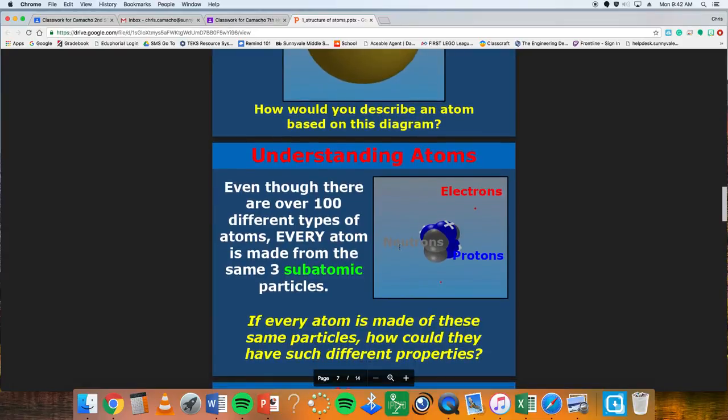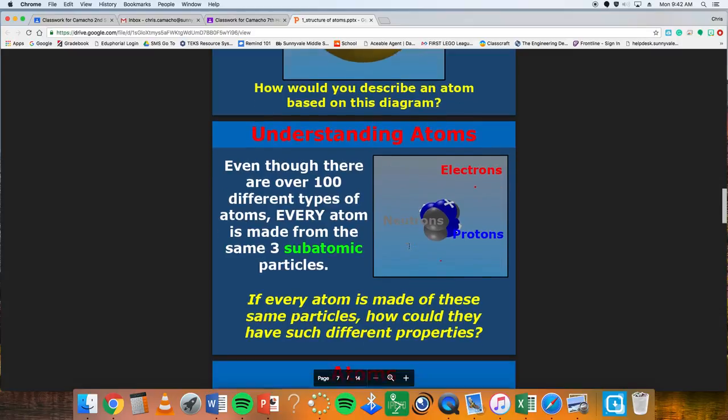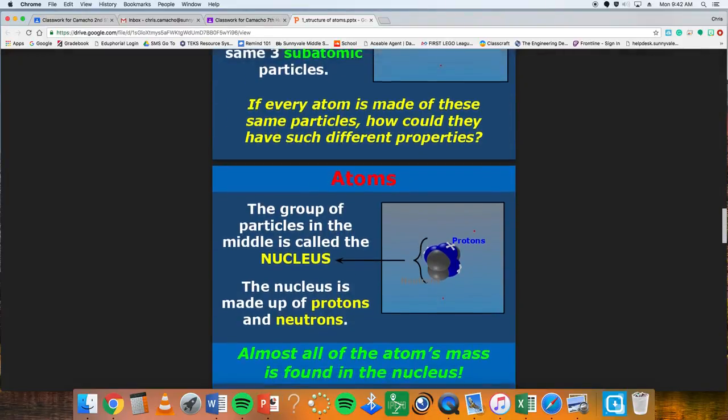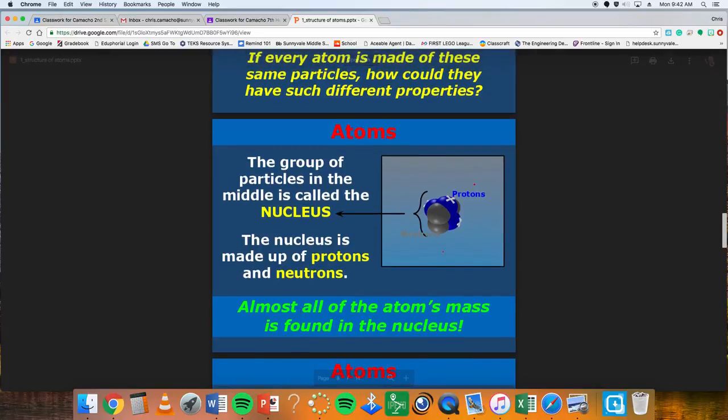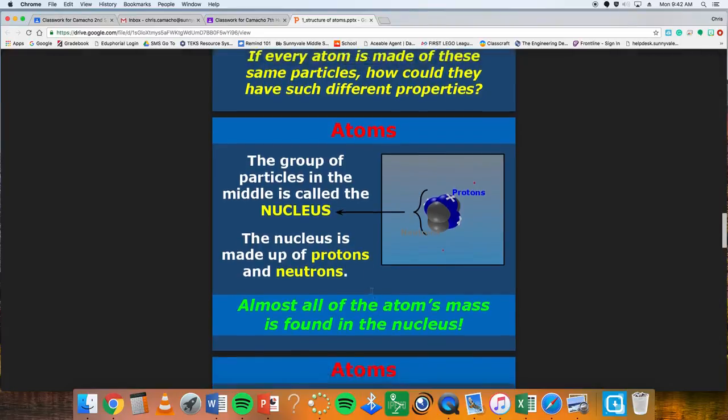Even though there's over 100 different types of atoms, every atom is made up of 3 subatomic particles. That's just a fancy way of saying 3 particles. Neutrons, protons, electrons. Those 3 things make up atoms. Know them, love them, know where they are. It's going to be your responsibility to know their location and their charges. Neutrons and protons are in the nucleus, and electrons are around the outside. The group of particles in the middle, again, is the nucleus. The nucleus is made up of the protons and the neutrons, and that's where the mass of the atom comes from.